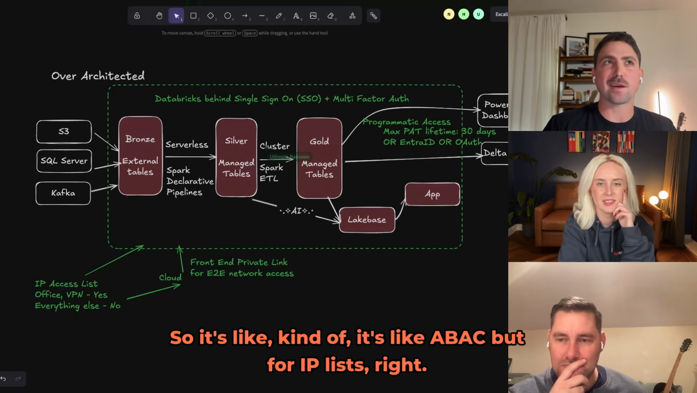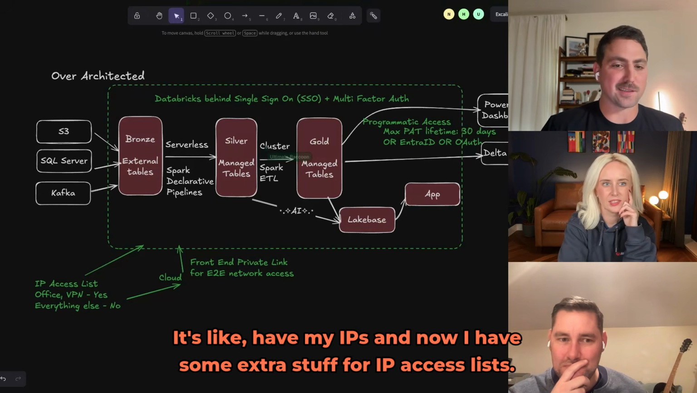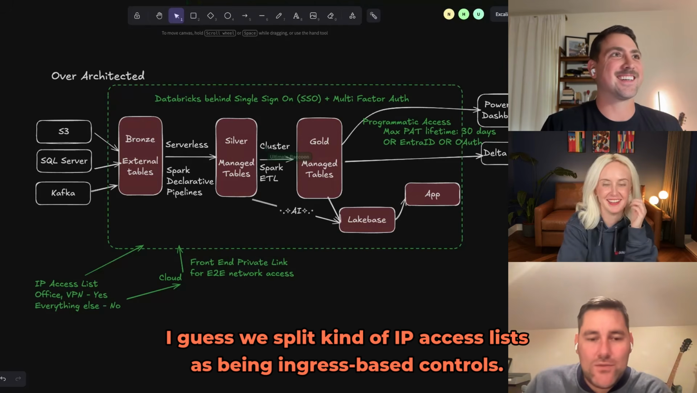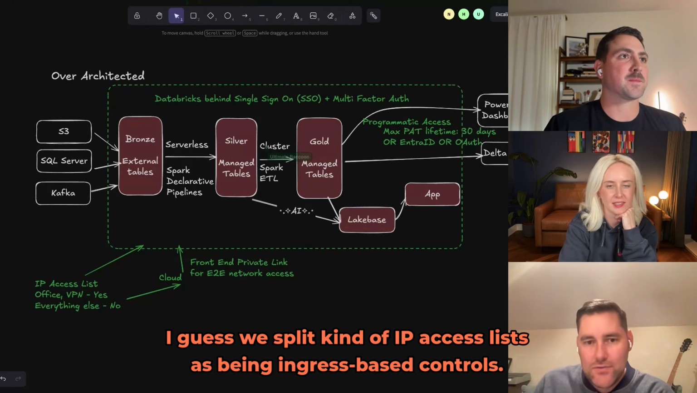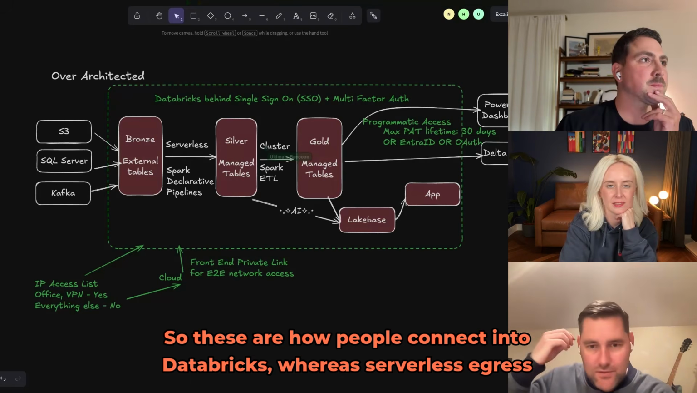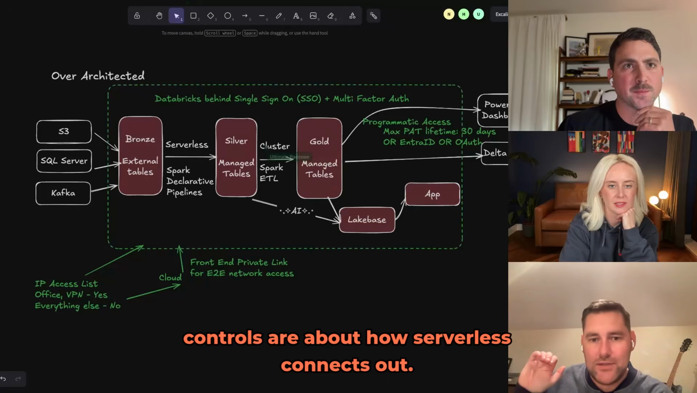So it's like ABAC, but for IP lists, right? It's like I have my IPs and now I have some extra stuff for IP access lists. Is that fair? I guess we split IP access lists as being ingress-based controls. So these are how people connect into Databricks, whereas serverless egress controls are about how serverless connects out.